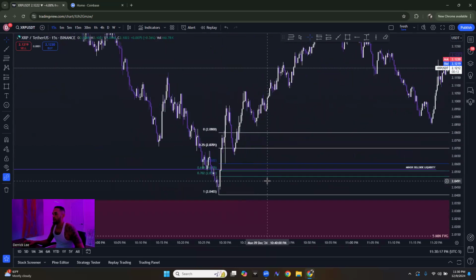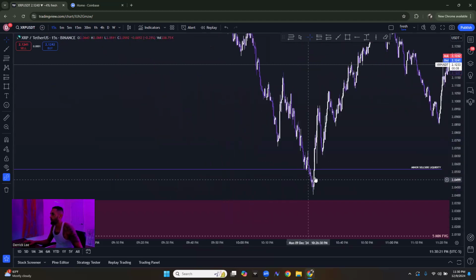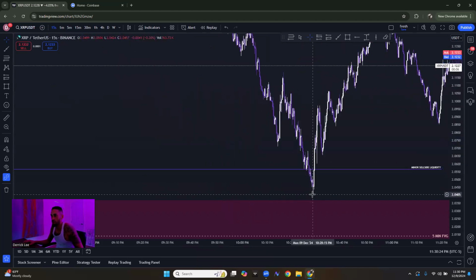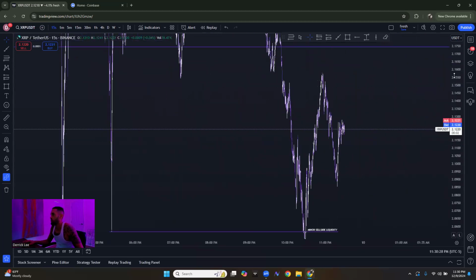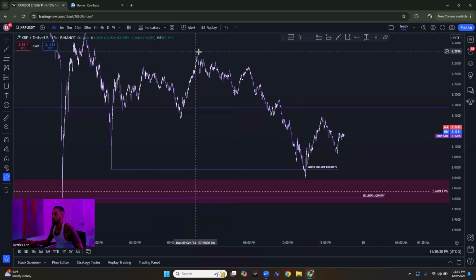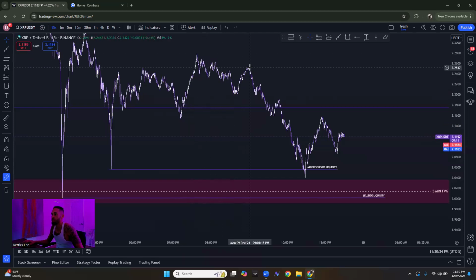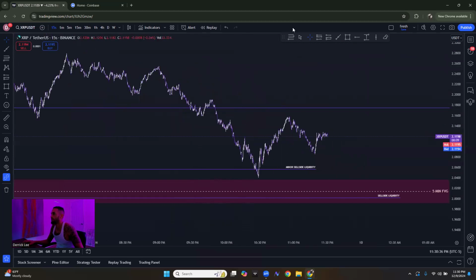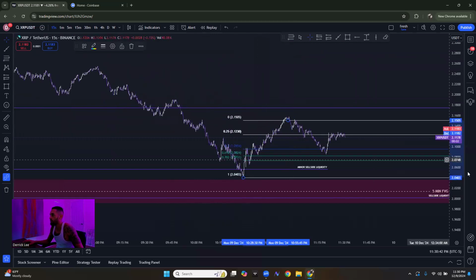So now that we've ran this minor sell side liquidity, we can at least target these highs right here. I want to see price with speed. Now look, from this low to this high, let me get it right.